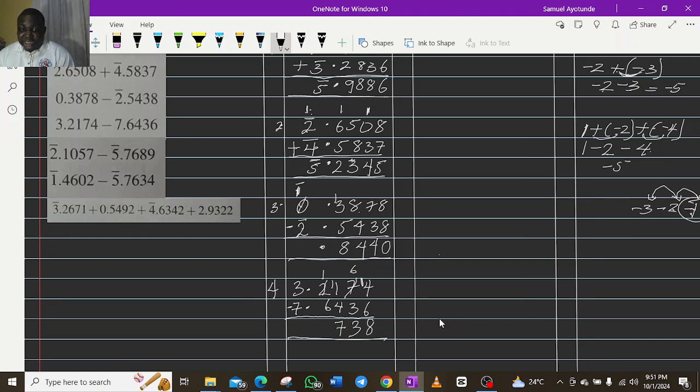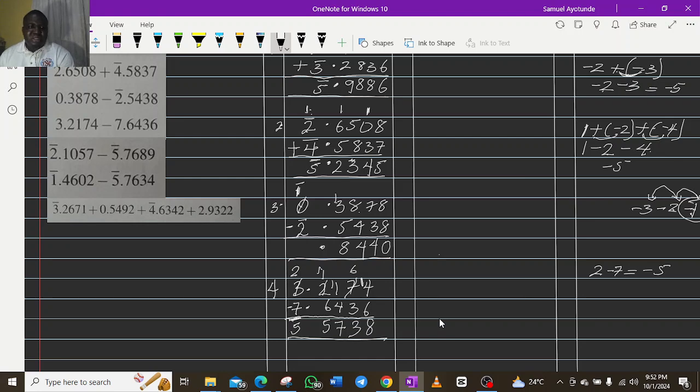Then the same thing, I can't take 6 from 1. I need to get 1 from 3. Then 2 will be left here. Now, the one I borrowed will be combined with this to make 11. 11 minus 6, 5. Now, on this side, I have 2 minus 7 left, which is minus 5. So the answer there is 5 bar.